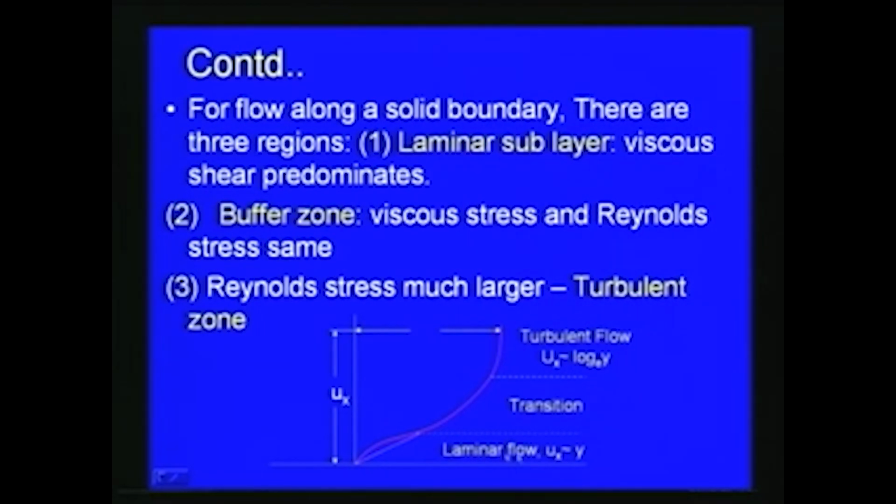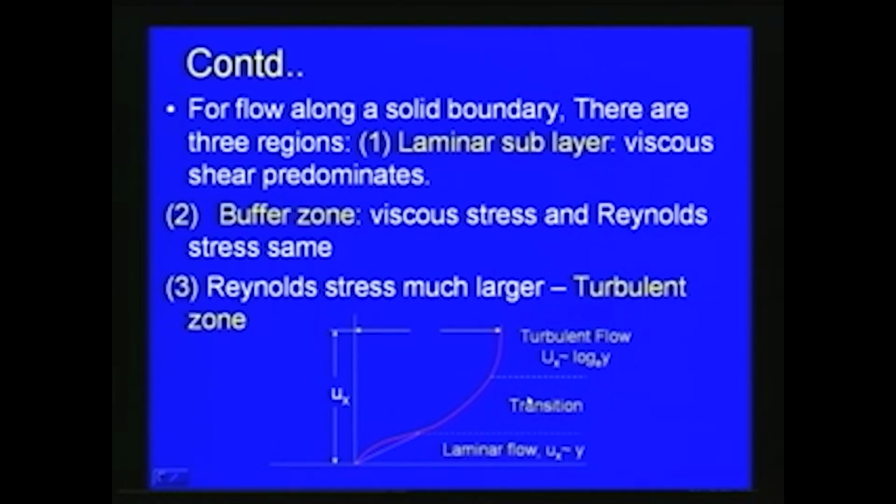So, this is the area where it is laminar flow, due to the laminar sublayer, and then there is a transition zone from laminar to turbulent, and you can see that this transition zone is called the buffer zone, where viscous stress and Reynolds stress are the same.